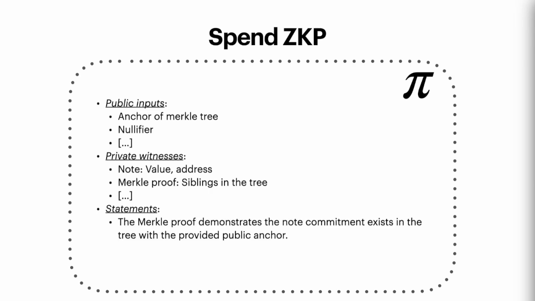And then the statements are: check the Merkle proof. So the Merkle proof demonstrates the note commitment exists in the tree with the provided public anchor. So the provided public anchor we're checking against the public input anchor that the verifier provides. And we'll check the nullifier is correctly derived.